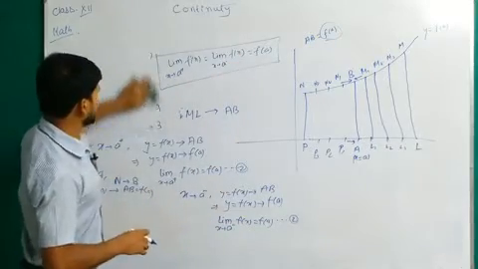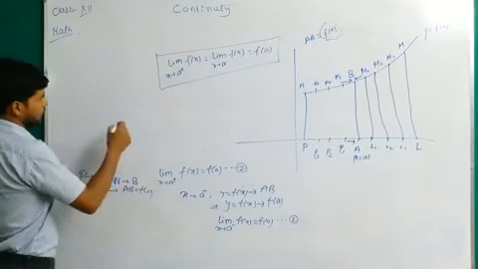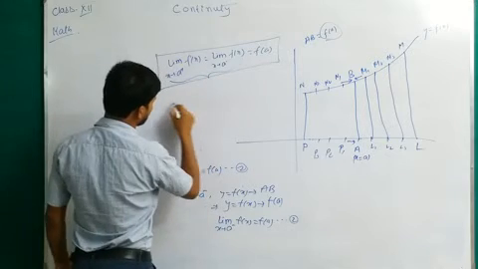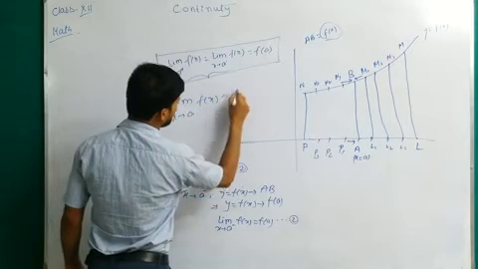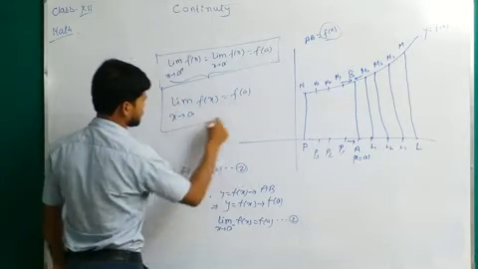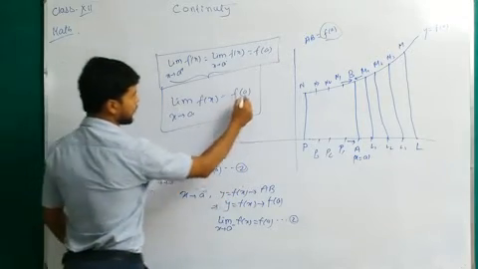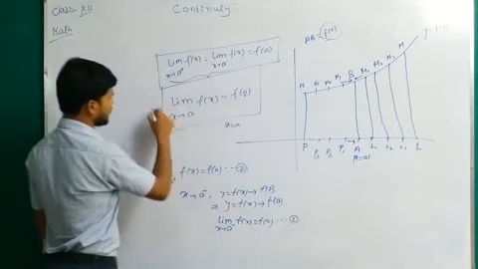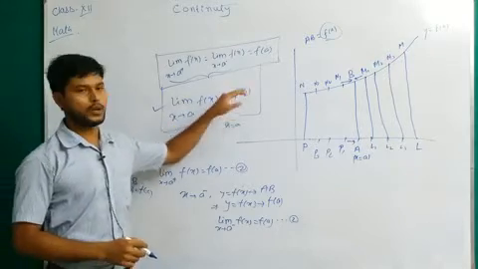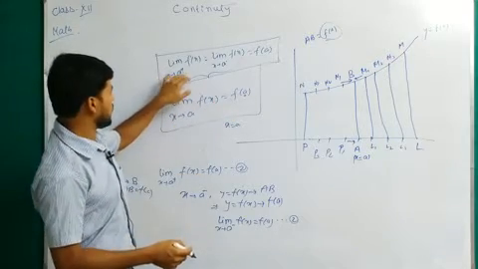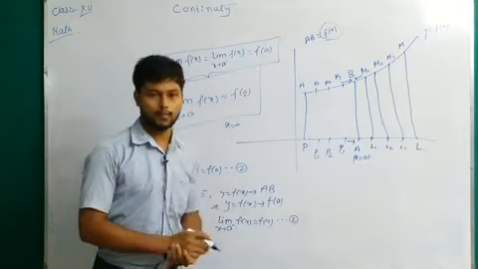Now, in limits, in class 11, we learned that from these two we can say that limit x tends to a, f of x will be equal to f of a. So a curve is said to be continuous at a point x equal to a if limit x tends to a, f of x is equal to f of a, or you can say that limit x tends to a plus f of x is equal to limit x tends to a minus f of x is equal to f of a.